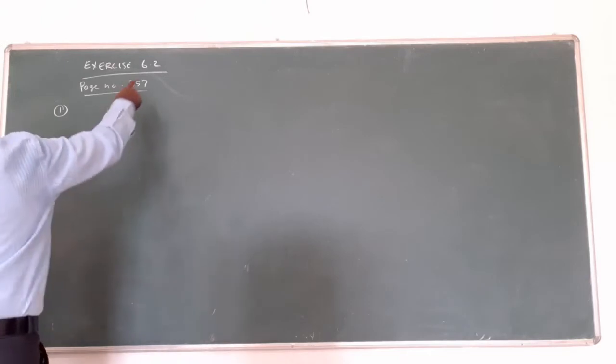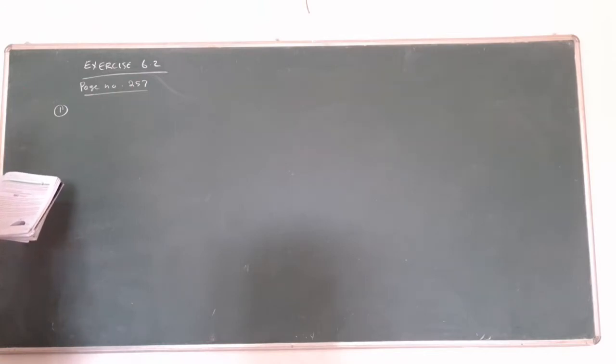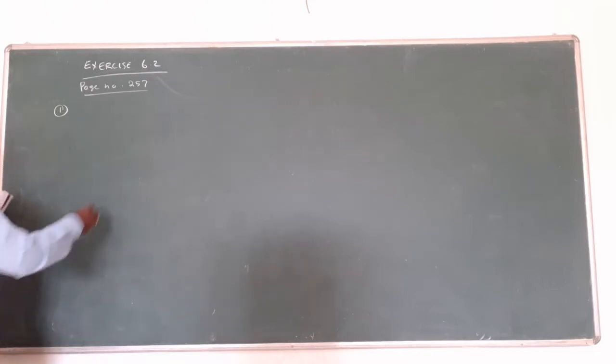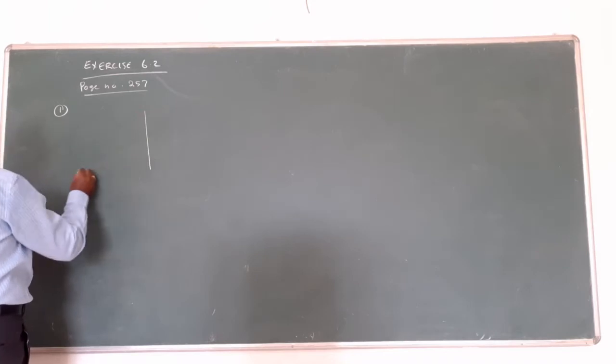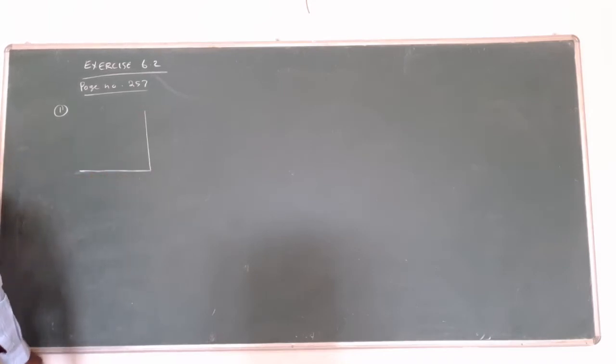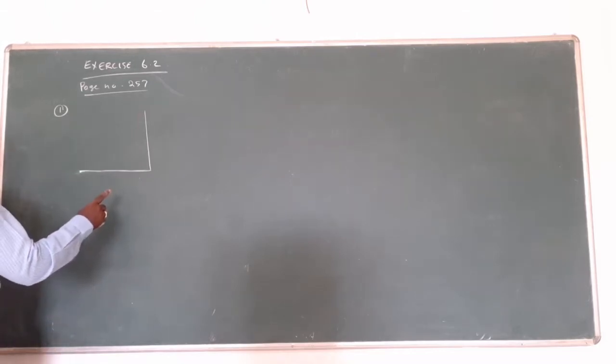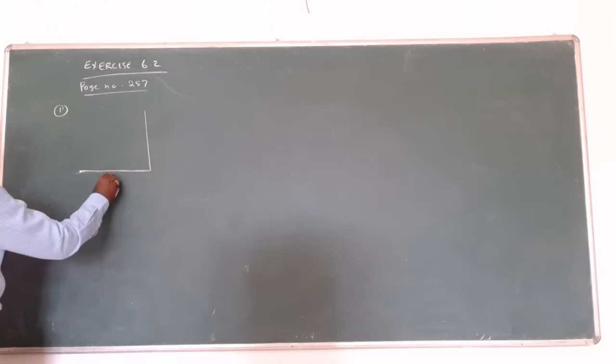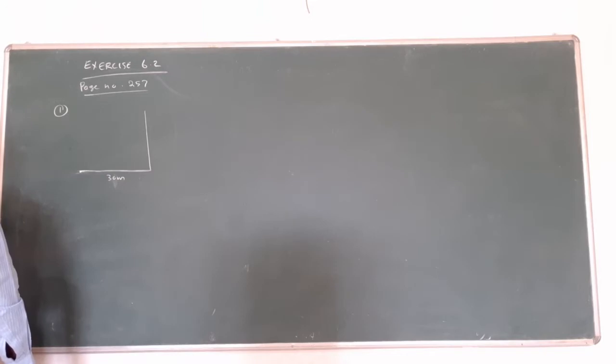Now exercise 6.2, page 257. The previous model. Find the angle of elevation of the top of the tower from a point on the ground. Here what is asked? The point is there, which is 30 meters away from the foot of the tower. Foot of the tower, this tower.